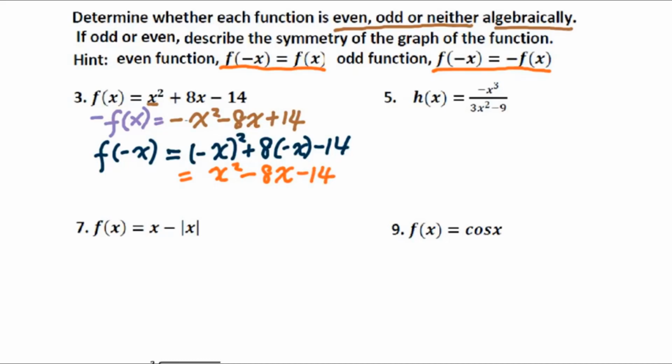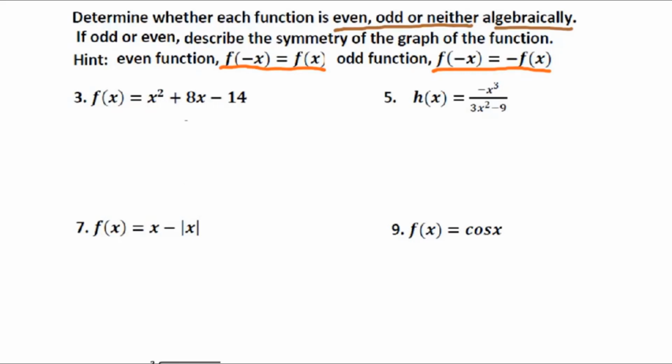Then you need to compare to the original function, f of x. You could say f of negative x is not equal to f(x), and it's not equal to negative f(x). Therefore, this function is neither. Now let's go to number 5.